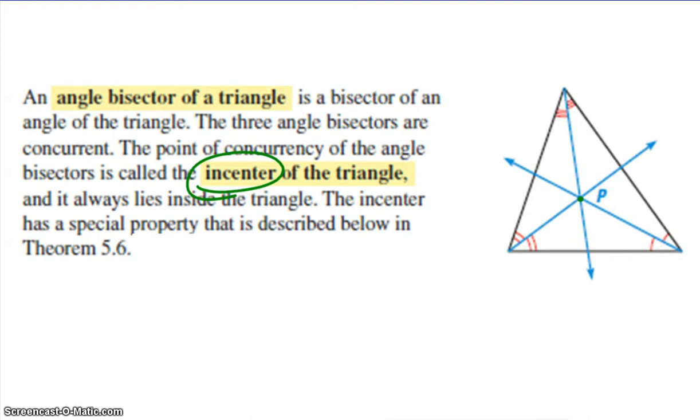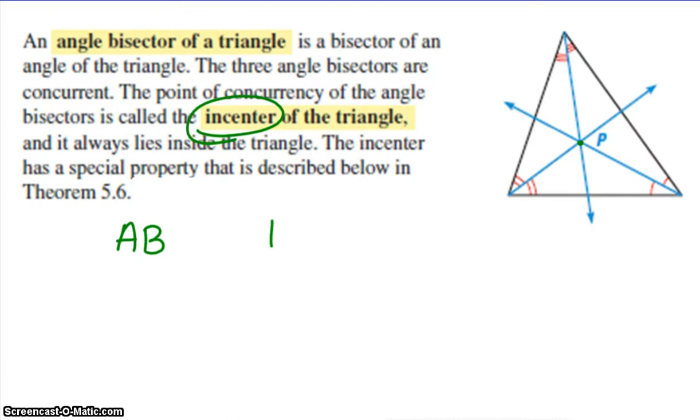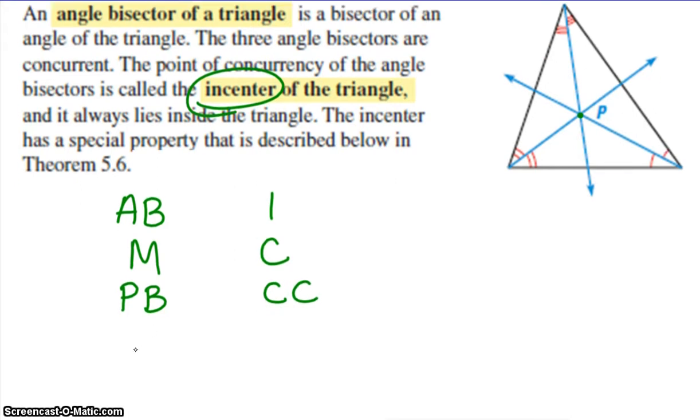That's called the incenter. Okay, so before we go any farther with the incenter, I want to tell you about this. You know that the angle bisectors create an incenter. You know the medians make the centroid. You know the perpendicular bisectors make the circumcenter. And the altitudes make the orthocenter. So each one of these right here.